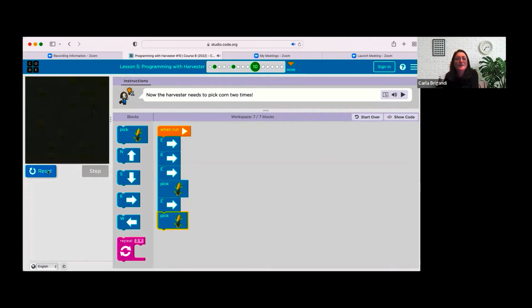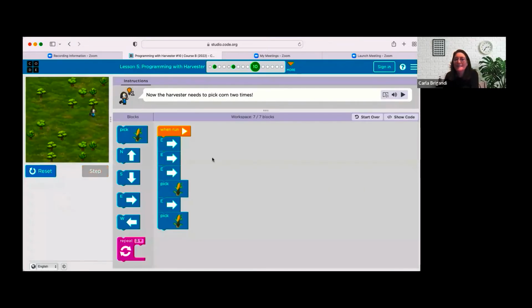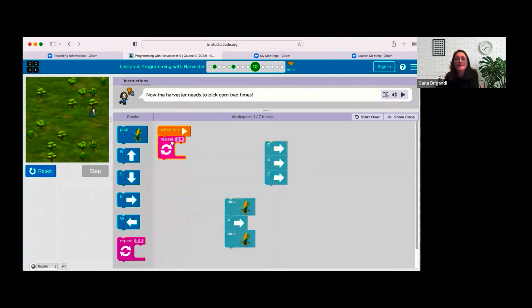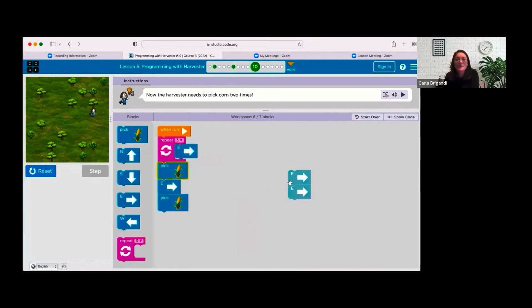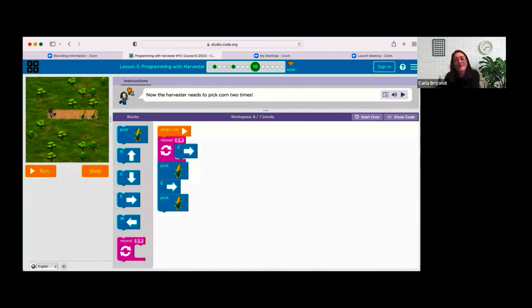It does. I'm going to reset it though because I can see that there's a pattern here. So how can I use fewer lines of code? I can use my repeat button. I'm going to put go once. Again, I like a neat and tidy workspace. So when I'm looking at this, when run, I'm going to reset it. I think this is going to work.